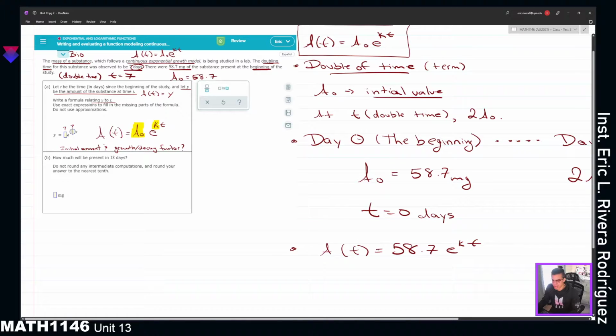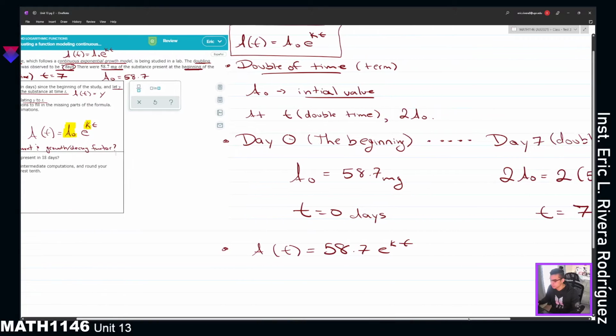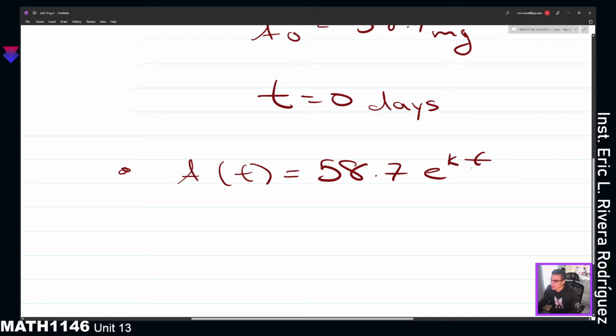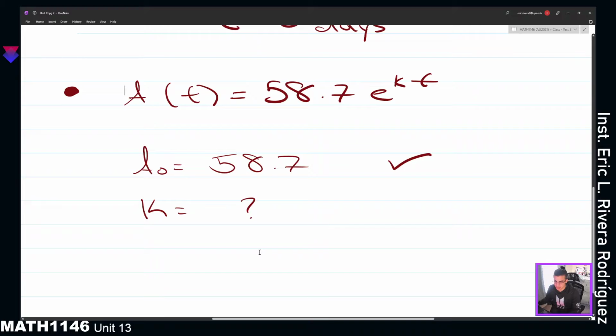So far, we have the initial amount, 58.7. So it means that we need to find K. Okay, so let me put here A is 58.7, so that is the one that we got, and K is still unknown. At this point is where we are going to use the property of the exponential and logarithmic functions to find that value, the value of K.